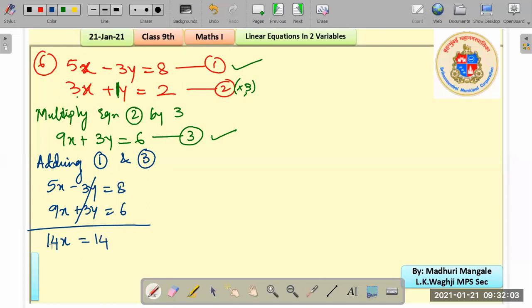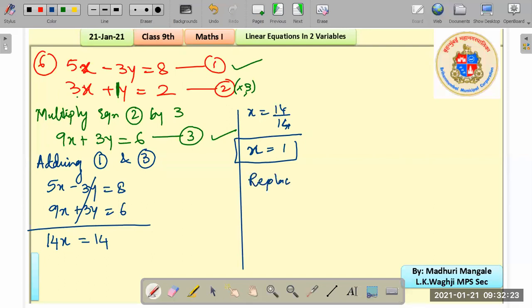So 14 is in multiplication over here. It moves to the other side, that will be division. So x equals 14 divided by 14, and I guess you all have already got it. x equals 1. What will be the next step? Put this value of x or replace x with 1 in any one of those equations. So which equation would you like to use? Let's use equation 2.